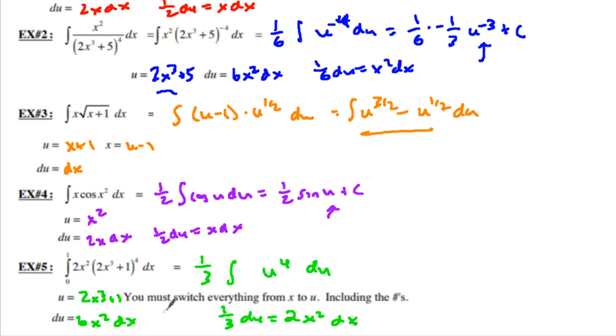Now keep in mind, these limits of integration at the end, if it's a definite integral and you're using u substitution, you have to plug them into your u formula.